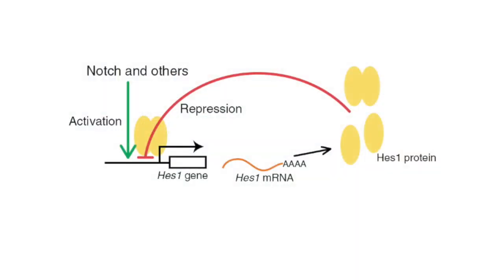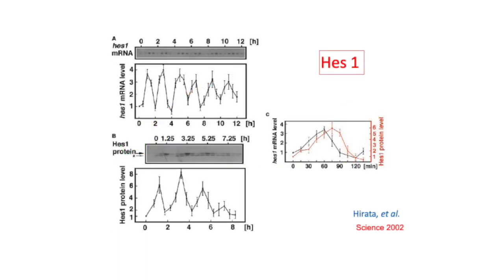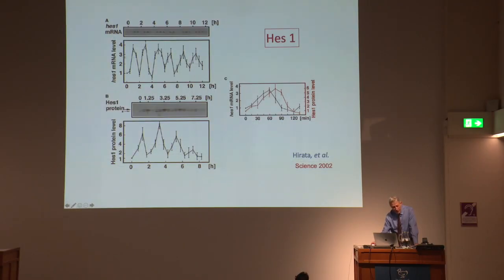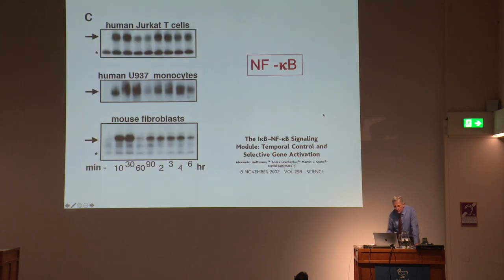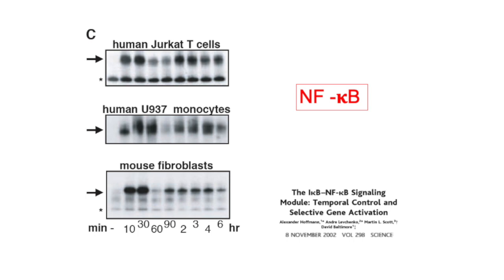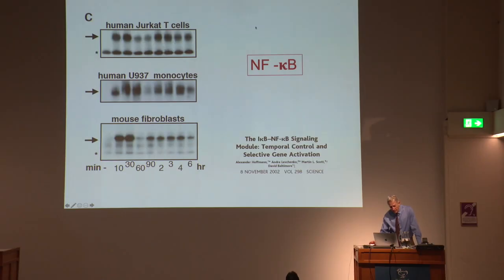Let's talk about HES1. So HES1 represses its own transcription, but the result is not constancy. Here is HES1 expression over 12 hours, and you see very clearly a 2-hour oscillation in the expression of HES1, with a corresponding 2-hour oscillation, a little bit out of phase with it, as it should be, in HES1 mRNA and HES1 protein, which inhibits the transcription of HES1. We haven't talked yet about NF-kappa B, which is sort of everybody's favorite protein. A group at Caltech looked at NF-kappa B expression in a number of different cell lines, and they found high expression, low expression, high expression over 6 hours.